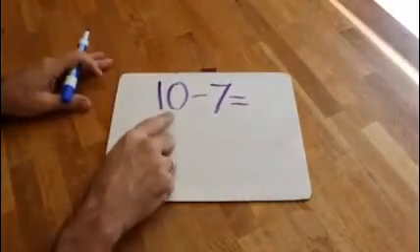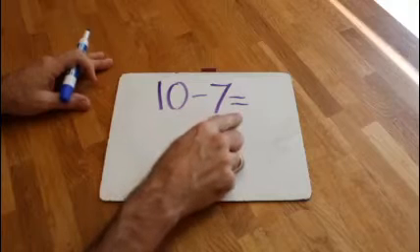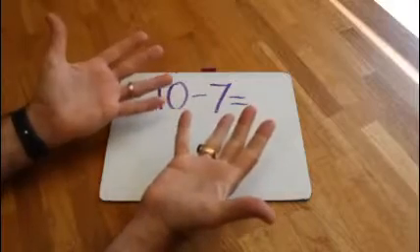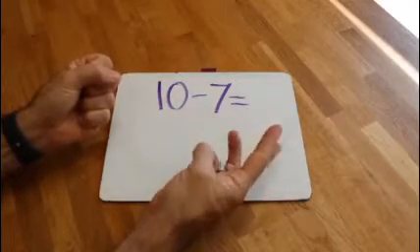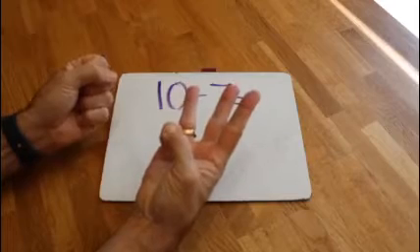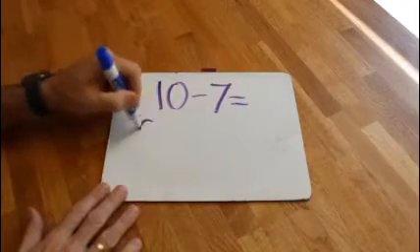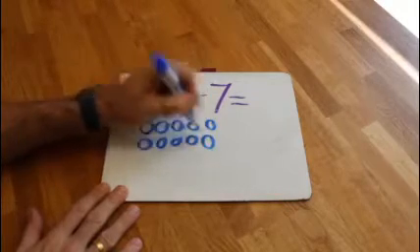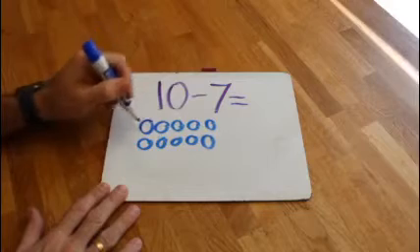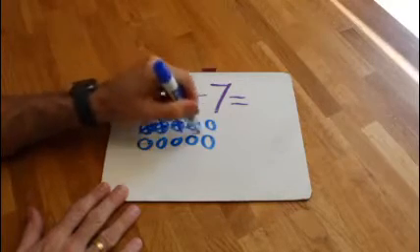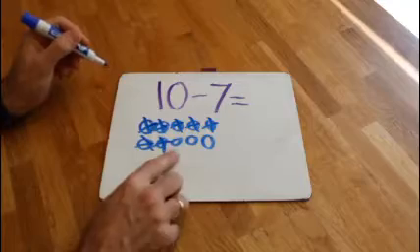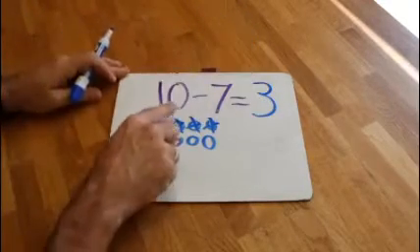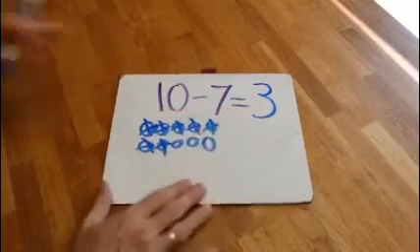One more. 10 minus 7 equals, quick mental math. Fingers, 10, there's 10 of them. 5, 6, 7. How many are left? Pictures. 1, 2, 3, 4, 5, 6, 7, 8, 9, 10. Minus means to take away 7 of them. 2, 3, 4, 5, 6, 7. How many are left? That's right. Here we go. Read it together. 10 minus 7 equals 3.